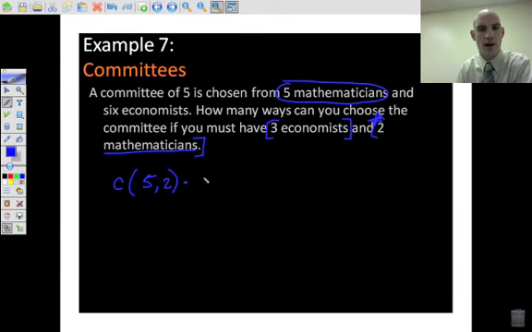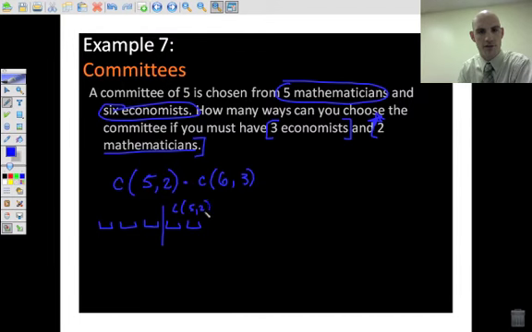Because here we have the 2 mathematicians on our committee. We're going to multiply that by the combinations of picking from 6 economists, 3 of them. Okay? Because remember, this is a lot like that problem we did the other day, where we have 5 total slots to choose. Okay? And it's 2 distinct ones. So to pick these, it's combination of 5, chosen 2 at a time, and over here it's the combination of 6, and we're only choosing 3 of them. Well, we're going to multiply them together to get all of the possibilities.